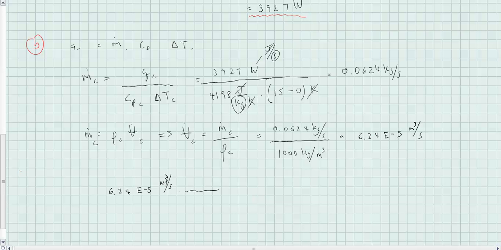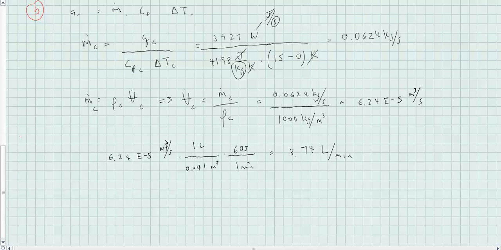times, let's see, 1 liter equals 0.001 meters cubed, and then there are 60 seconds per minute. And the value of that becomes 3.74 liters per minute. All right, so we're done with B.